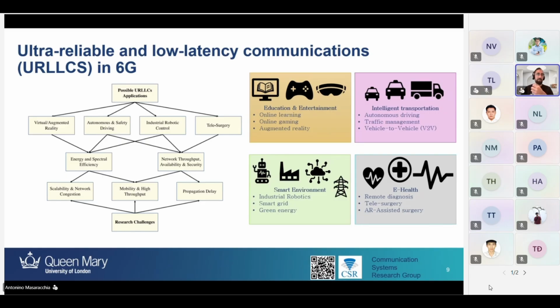But at the same time, there are going to be some challenges to address, which are energy and spectral efficiency, in particular spectral efficiency, because the spectrum is a very scarce resource at the moment. There is the need either to improve the efficiency of how we use the spectrum, or to explore new types of bandwidth to transmit. And also to increase the network throughput, because some of these services, in particular for smart environments and IoT services, require very high throughput and network availability.